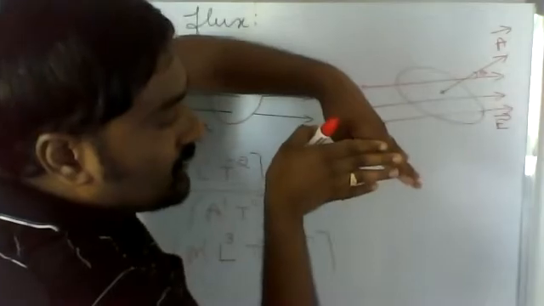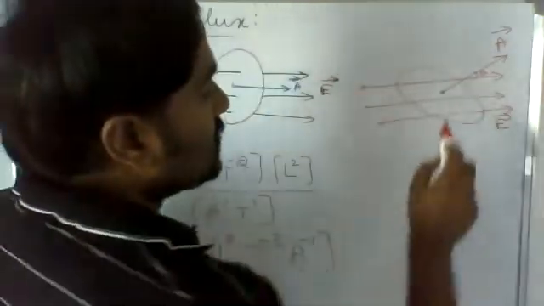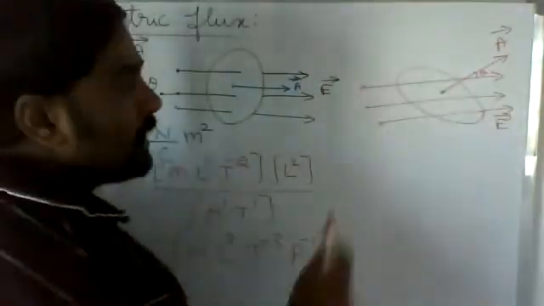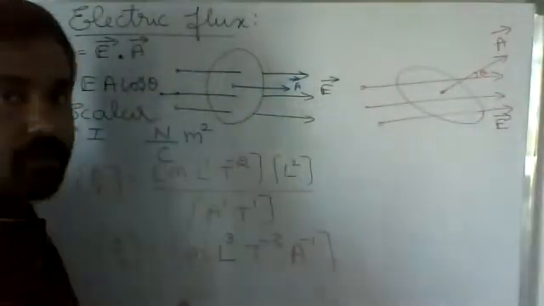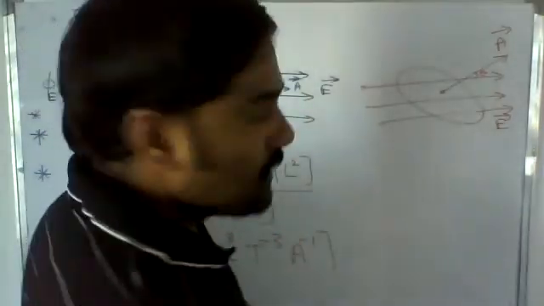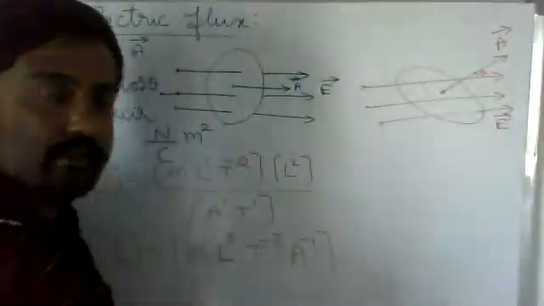Number of electric field lines are passing like this. Theta is the angle between the E vector and the A vector. Actually, in this case, the E vector is parallel to the A vector. That means theta is 0. But here, theta is not equal to 0.